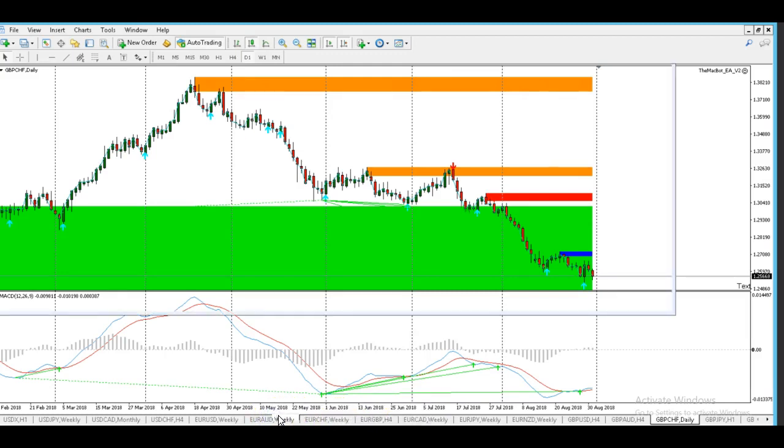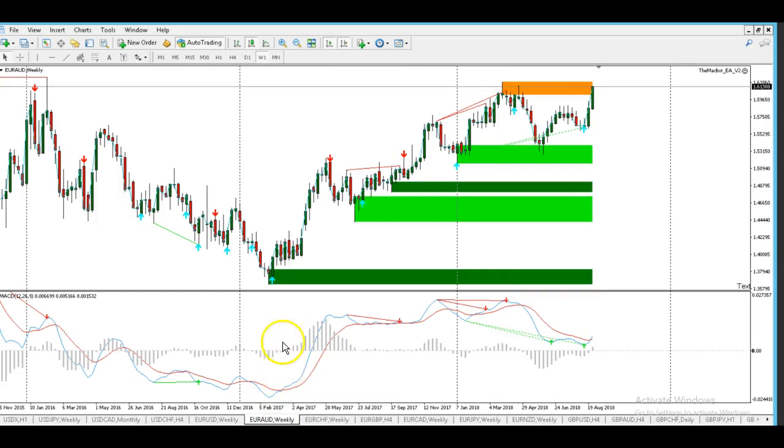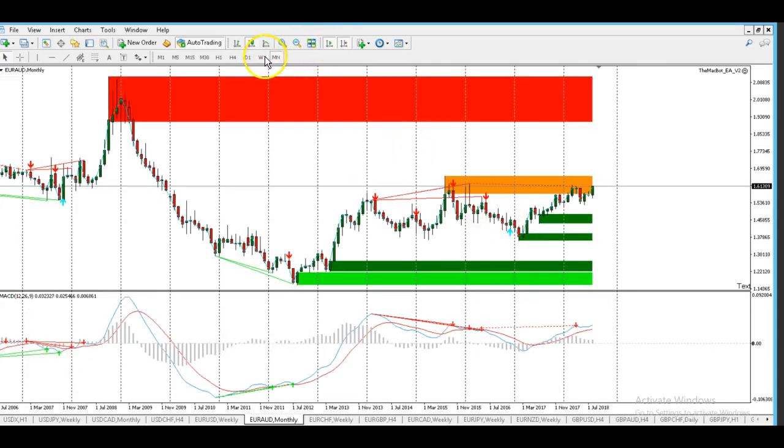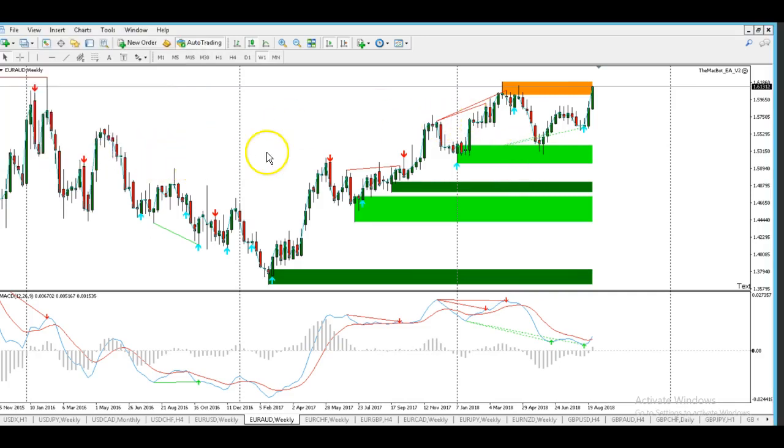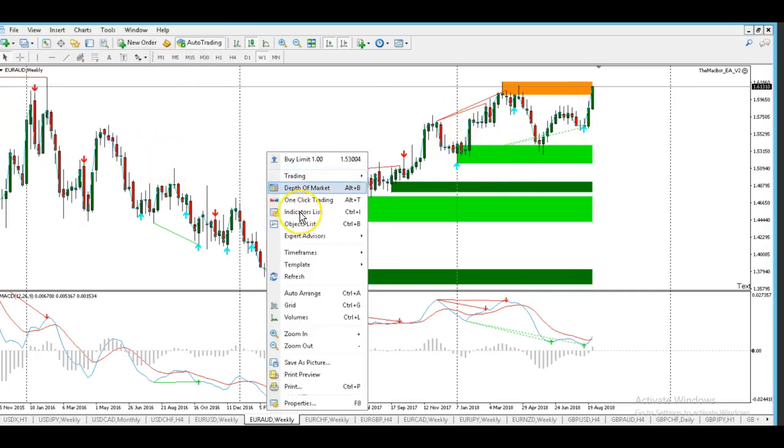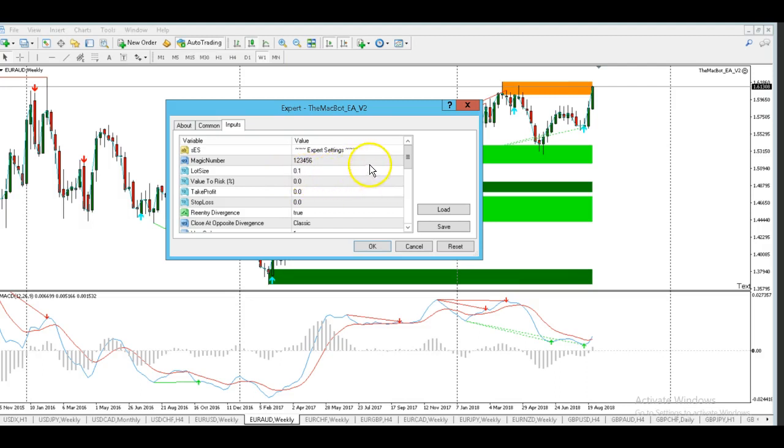Another one I'm looking at today, it's the end of the month, so I'm not trading also, is the Euro Aussie. We're at a weekly. We're at a monthly, we're at a weekly. So I've just loaded the MACD. And just go to the robots. We'll go to properties. And I'm just waiting for it to give a divergence signal.